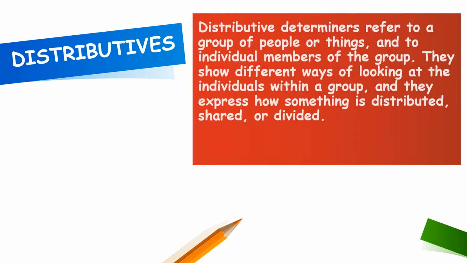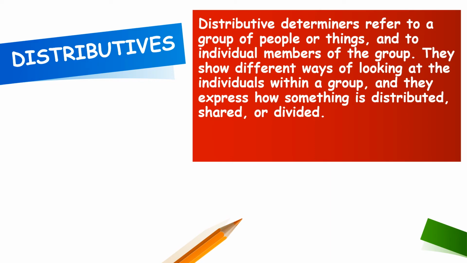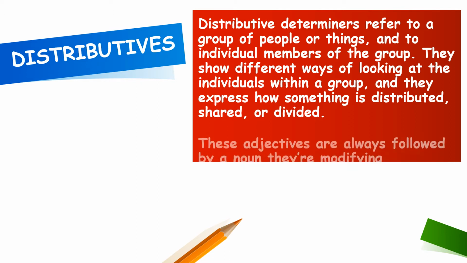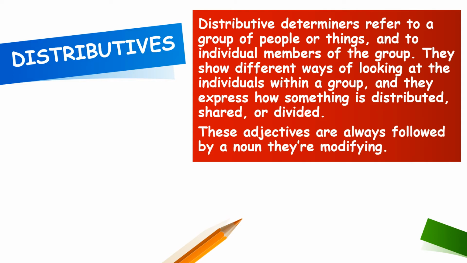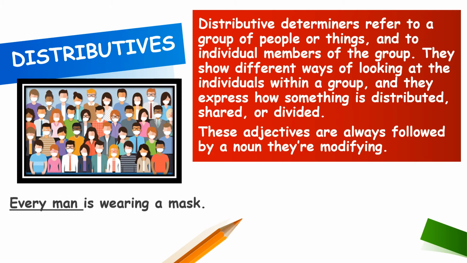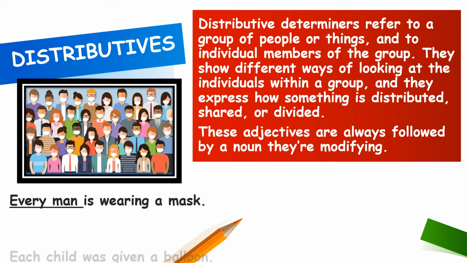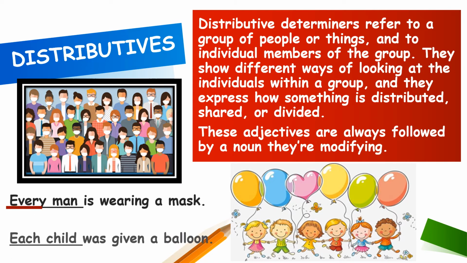Distributives. Distributive determiners refer to a group of people or things and to individual members of the group. They show different ways of looking at the individuals within a group and they express how something is distributed, shared, or divided. These adjectives are always followed by the noun they are modifying. For example, every man is wearing a mask. Each child was given a balloon. So every and each in these sentences are placed before the noun they are modifying.